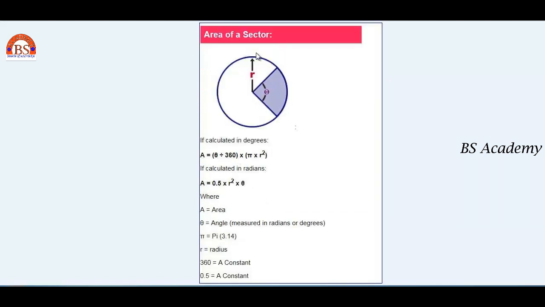And the next is area of a sector. To get the area of a sector, we need to first calculate in degrees. A is equals to theta divided by 360 into pi into r square. If we want to calculate in radians, A is equals to 0.5 into r square into theta, where A is the area, theta is the angle which is measured in radians or degrees, and pi is 3.14 and r is the radius. 360 and 0.5 are the constant values.